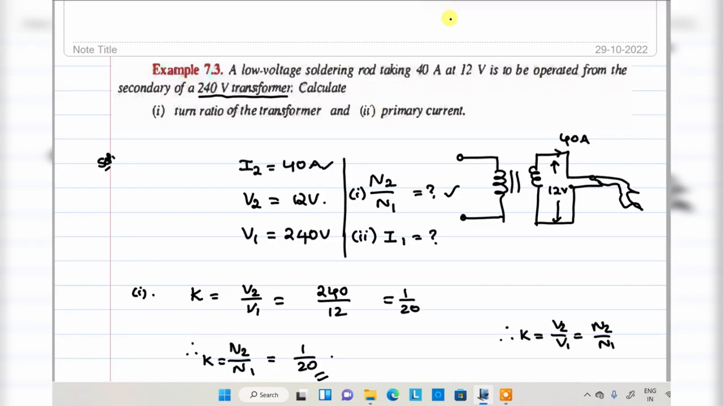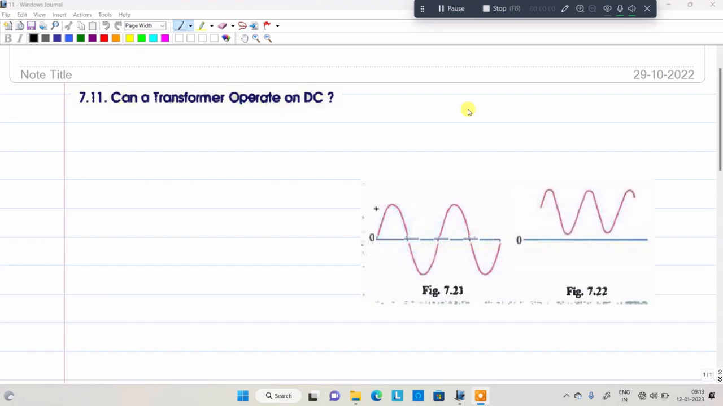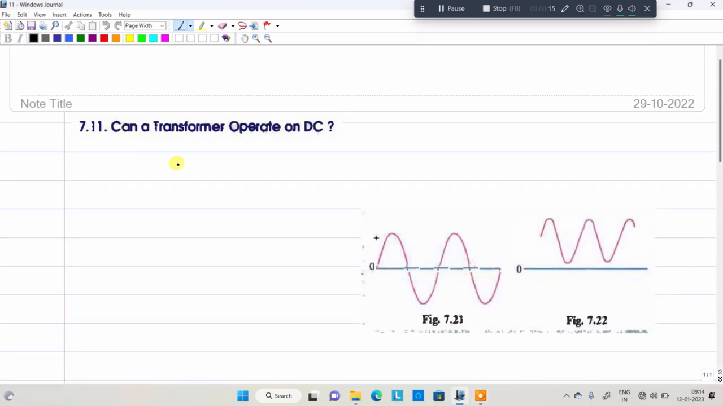So this is problem number 3. Can a transformer be operated on DC? That is a question. It is also one of the previous paper questions. So listen carefully, everyone: if a transformer is connected to a DC supply, what will happen? So let me take a transformer.